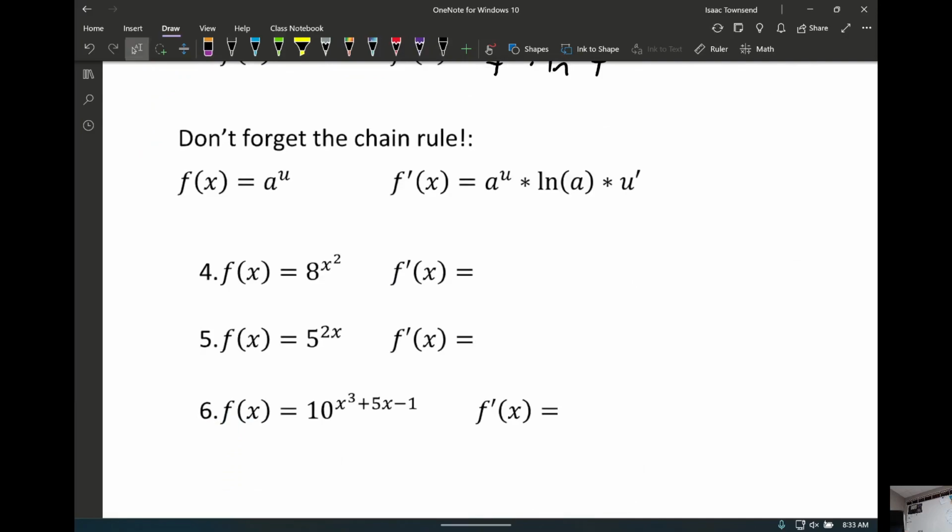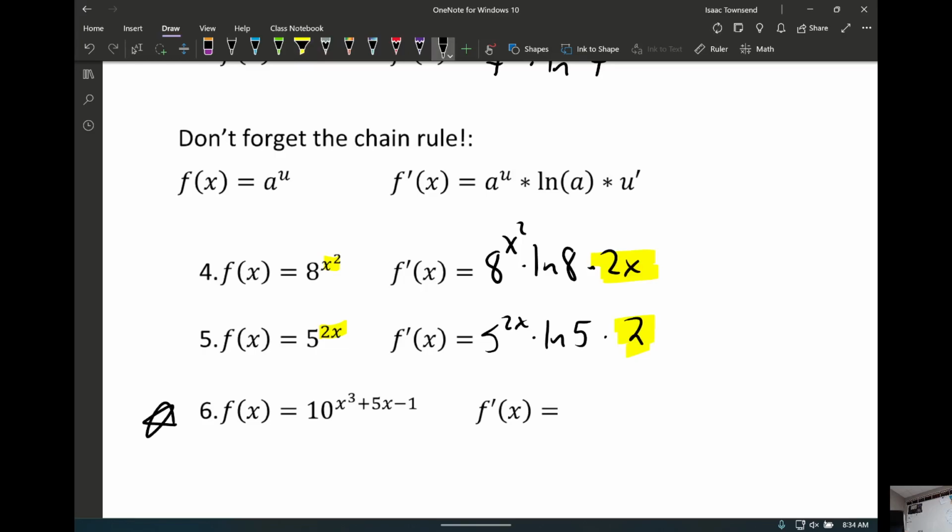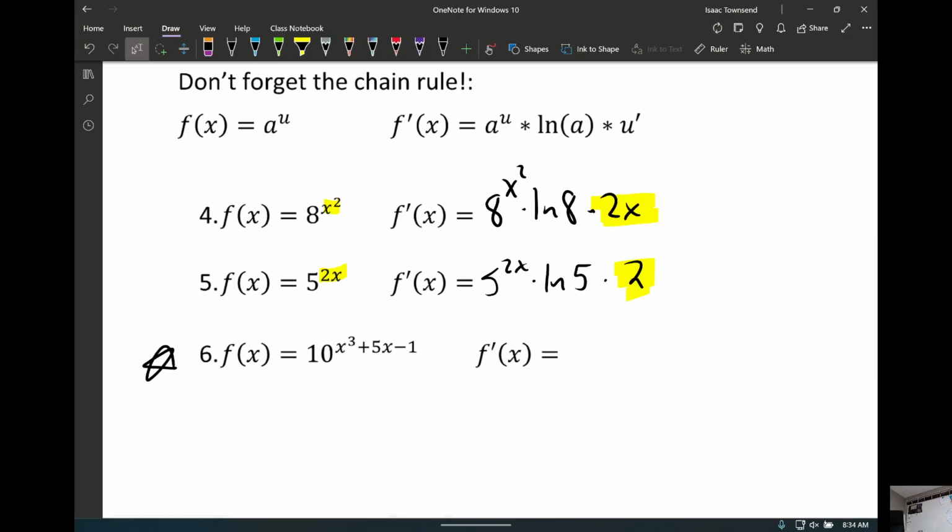And of course, chain rule sometimes applies. So if you have 8 to some power, it's going to be 8 to that power times the natural log of 8. And you still have to consider chain rule. So the derivative of x squared would be 2x. 5 to the 2x would be 5 to the 2x times the natural log of the base. And because of chain rule, this one would still need to be multiplied by 2. Okay, this one I'd like you to try to write down what you think before I tell you, just to see if it clicked or not.